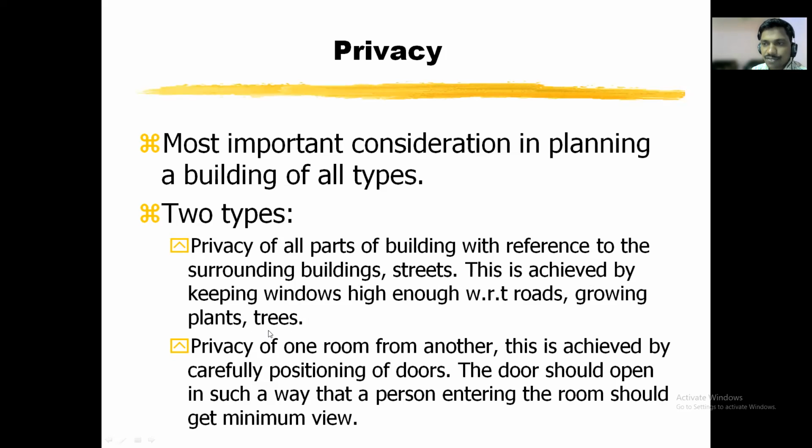Whatever external privacy is there, we are trying to achieve by providing the windows at a higher position or higher level. First we have to go for increasing the plinth. Generally, whatever the floor to floor height is in a residential building, we provide it as 10 feet, that is nothing but 3 meters.